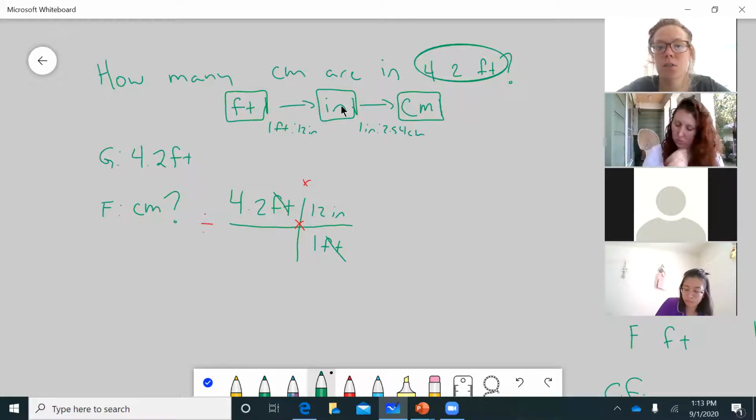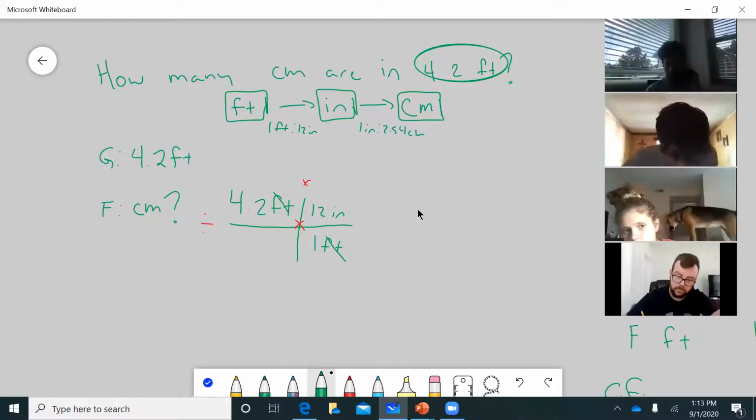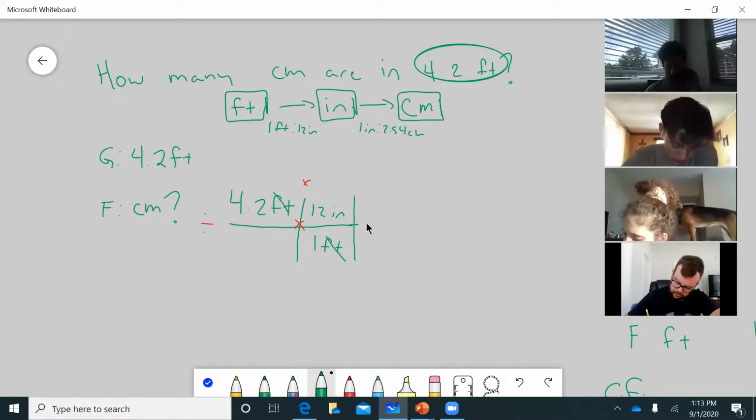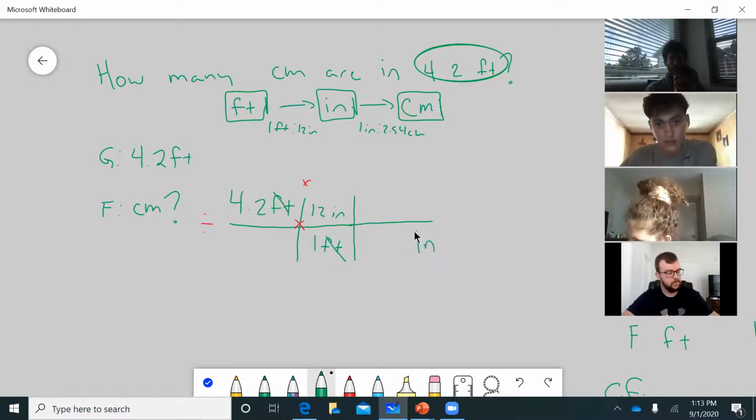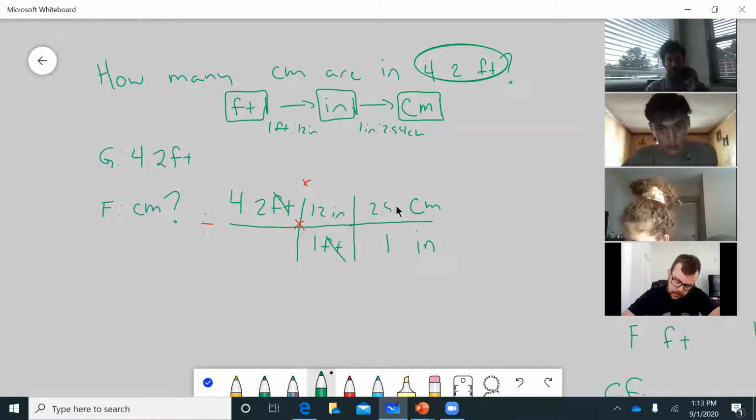The next thing I want to do is go from inches into centimeters. Some people like to stop and solve their problem now. I just like to chain them all together, so that's what I'm going to do. Next I'm going to convert from inches into centimeters. If inches are above the fraction bar here, I need to get rid of them by putting inches below the fraction bar, and my desired unit is centimeters. Then I just fill it in with their relationship. 1 inch equals 2.54 centimeters.